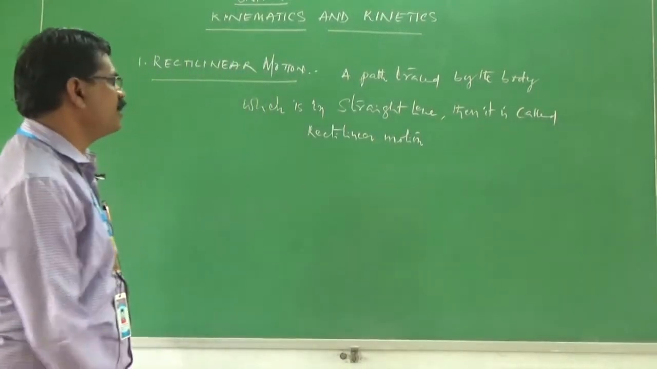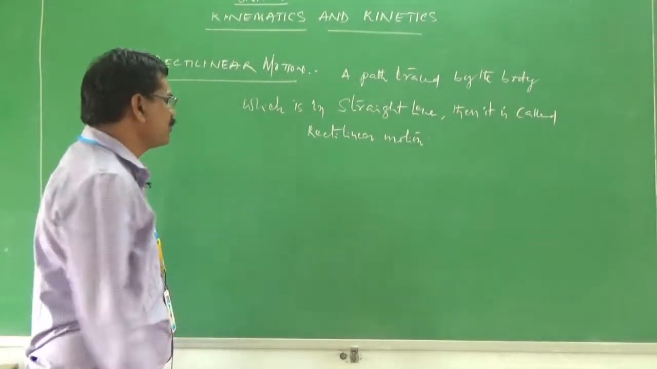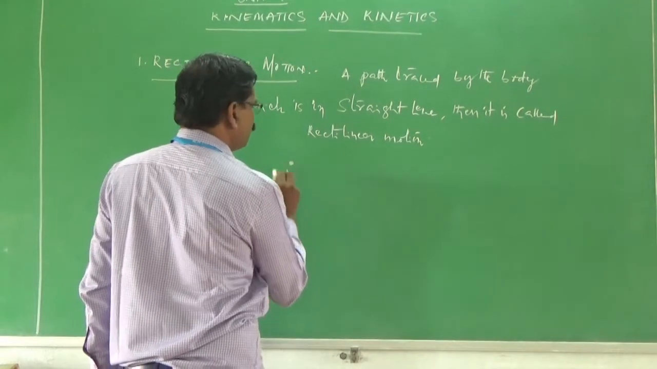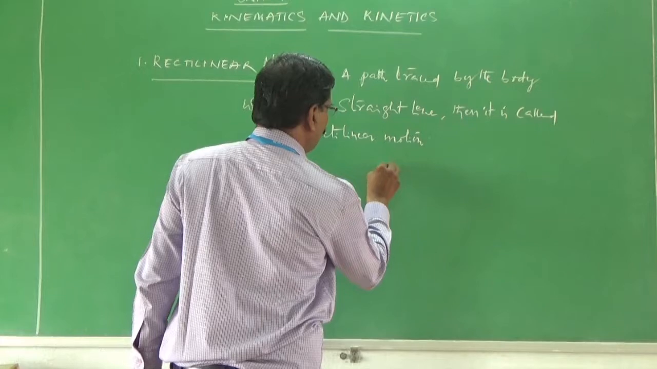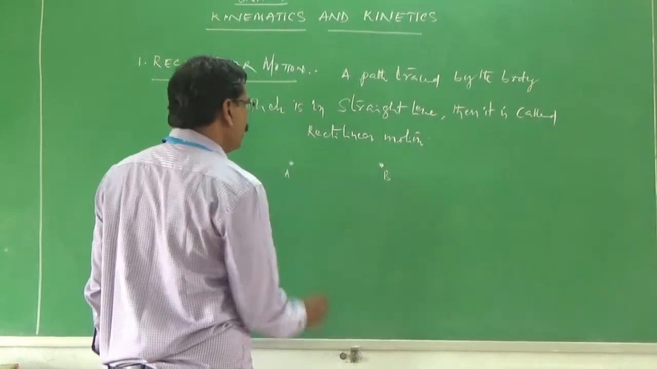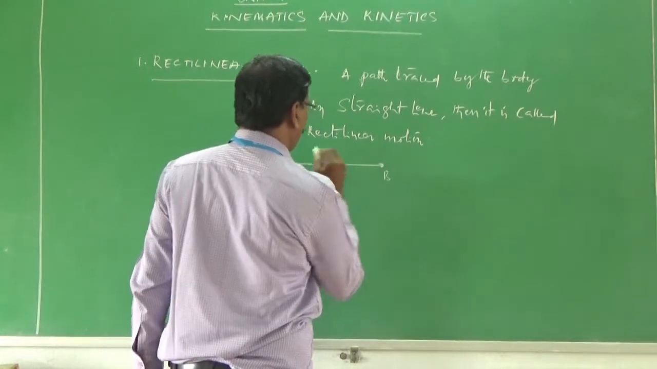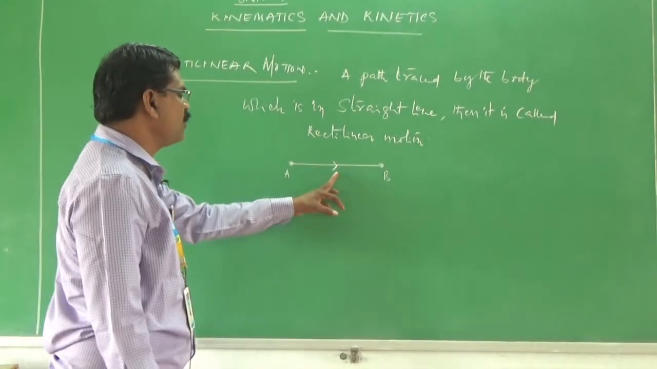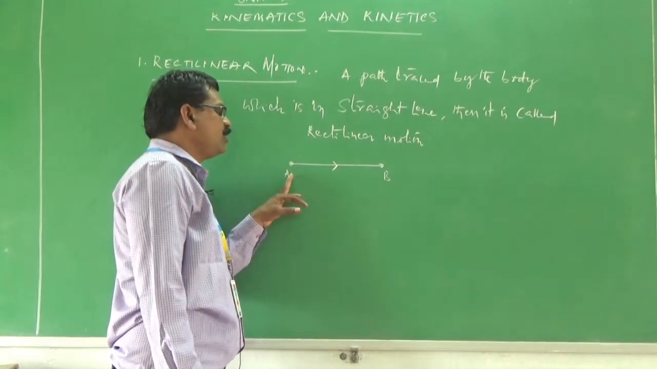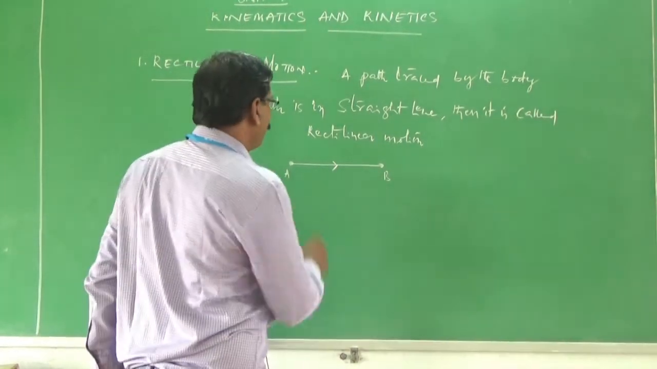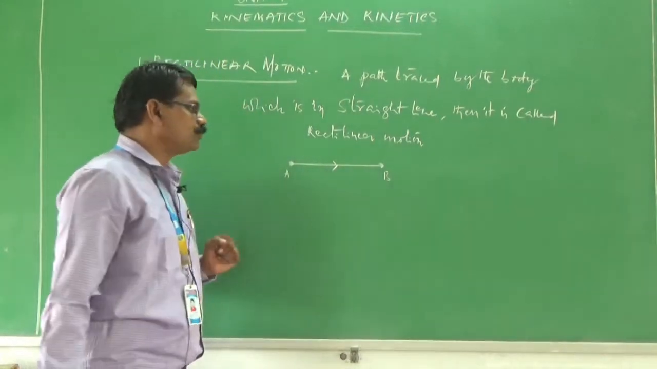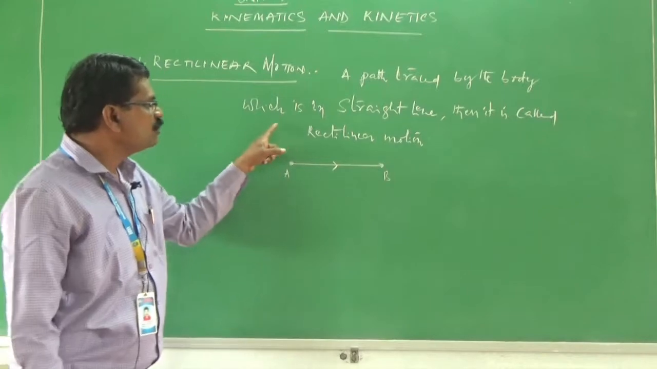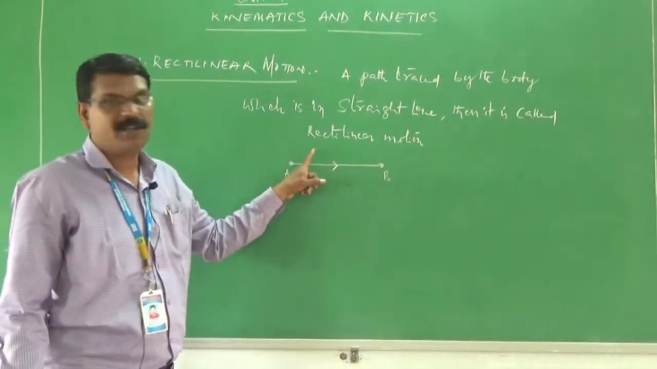I will explain this rectilinear motion by drawing a diagram like this. Let us consider that there is an initial point, denoted by A, and the final point is denoted by B. If I join the line from A to B, and the arrow mark represents the direction of this particular body moving from point A to point B, then we call it rectilinear motion. That means, strictly speaking, a path traced by the body which is in a straight line is called rectilinear motion.